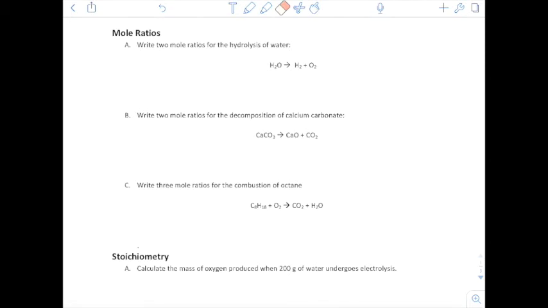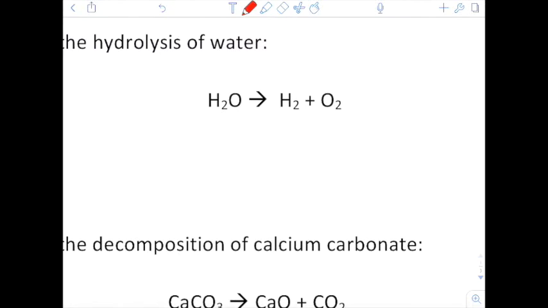So starting with our mole ratio, it says write 2 mole ratios for the hydrolysis of water. So we need a balanced chemical equation here. Therefore we look and we see that there's 2 hydrogens, 2 hydrogens. Those are balanced. 1 oxygen, 2 oxygens. So not balanced. So we put a 2 here to balance it. But it also means now we have 4 hydrogens. So we got to come over here and balance that.